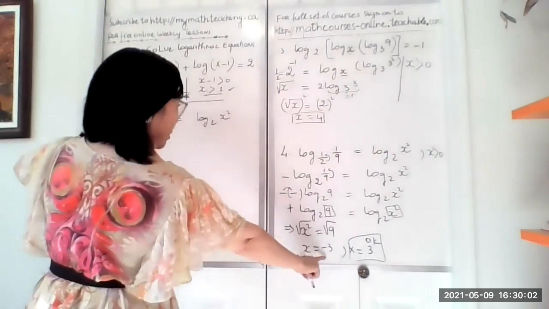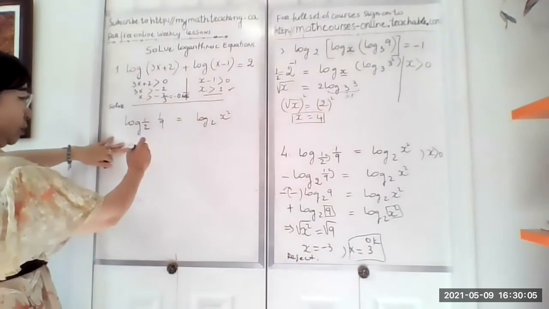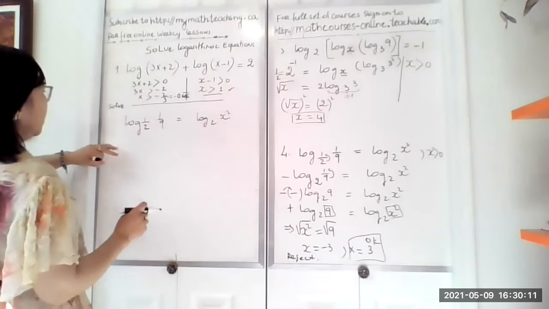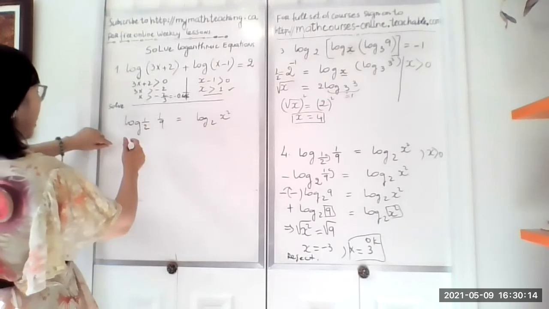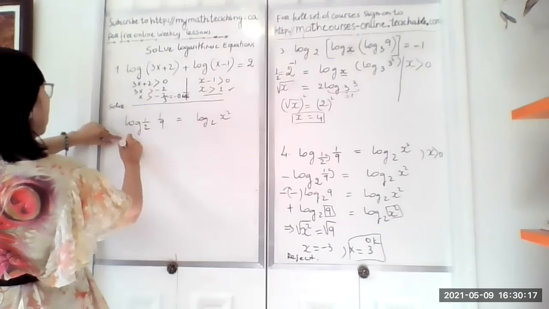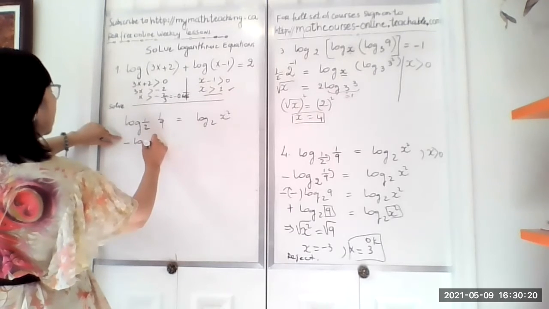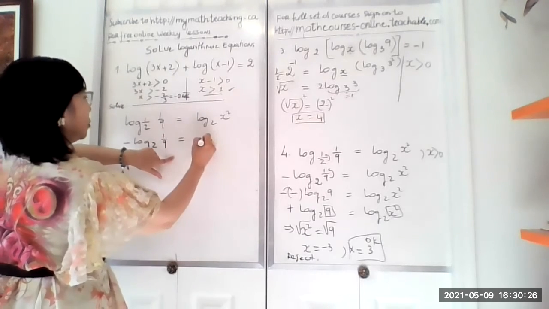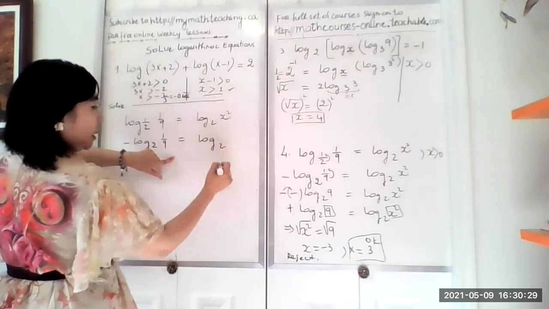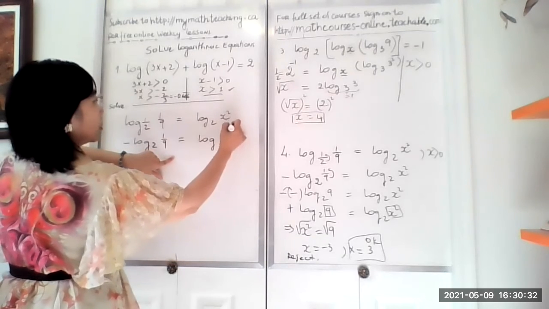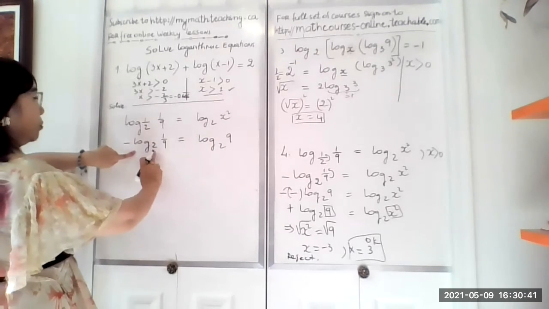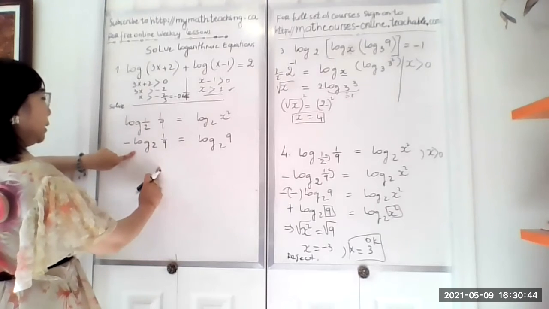And we reject this answer, but we take this one. So let's check x equals 3. Or we can check both, right? Now this, I'm going to change into log 2 of 1/9. Okay, so just leave it for now. Equals log 2, and our x is 3. So 3 squared will be 9, right? Okay, so now we have a negative log 2 of 1/9.